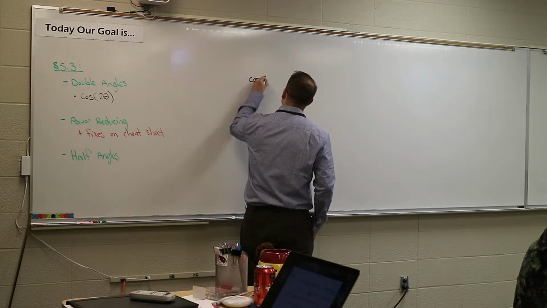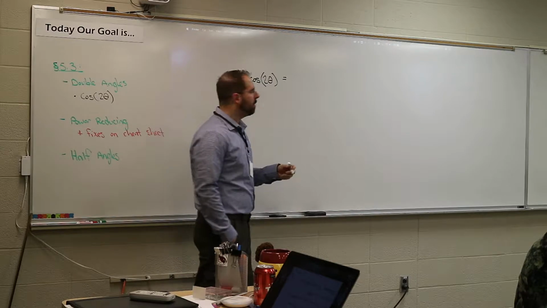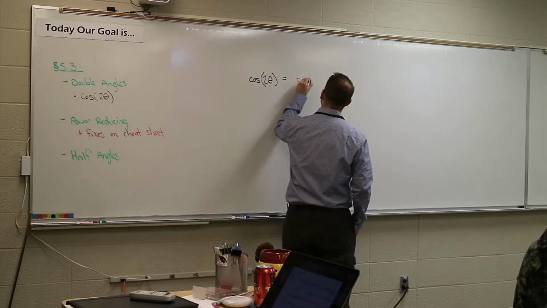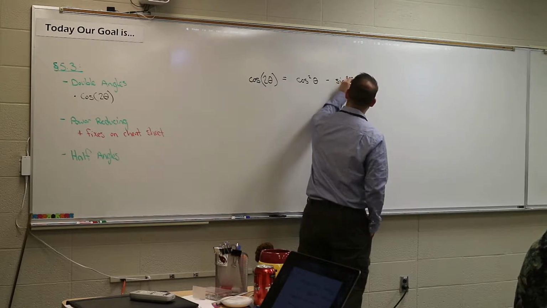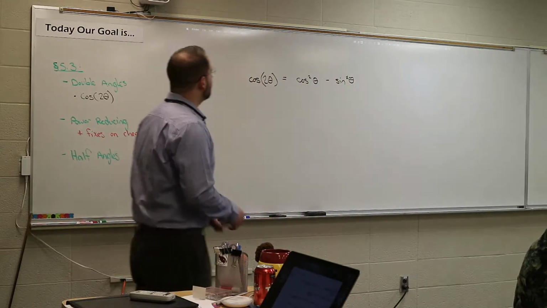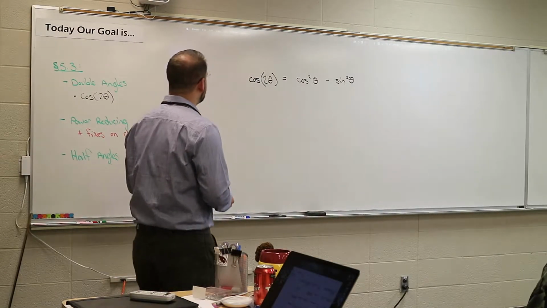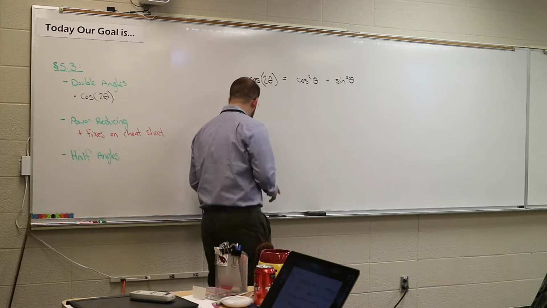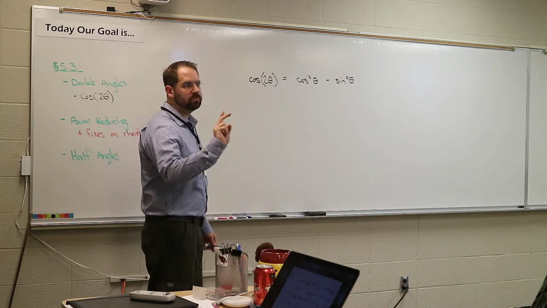Cosine, double angle. This is the formula we had yesterday. If you don't remember it, it was cosine squared of an angle minus sine squared of an angle. That was the formula we had written down yesterday. We did an example of it where I think I used like 120 degrees or something like that. Now, the goal today is to talk about how we get to those other 2 mystery formulas.